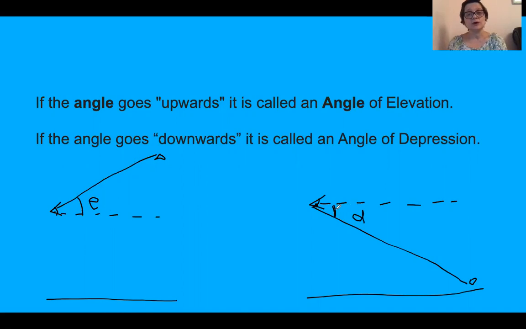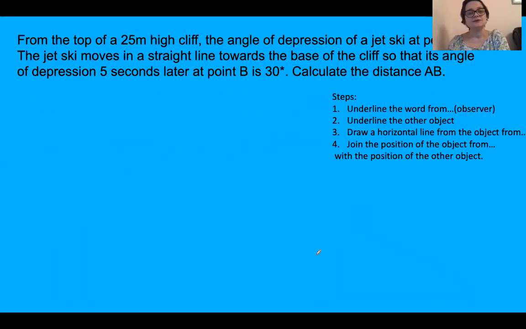And in the same way, if the observer looks down, again, you draw the horizontal line and draw the line that joins the observer with the object, and the angle that is created between the two makes the angle of depression, which I'm calling D, and here E. So elevation and depression. So this is the question that we have.